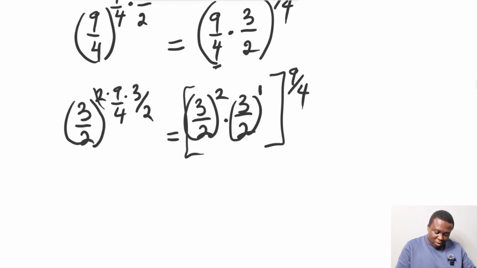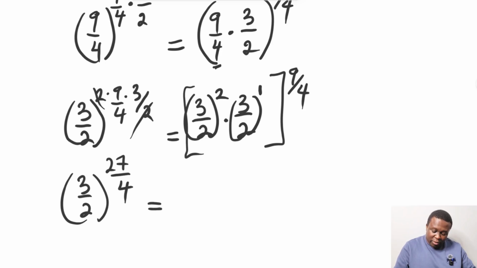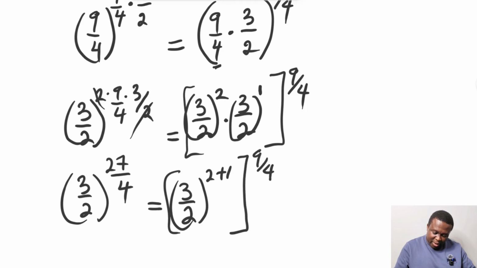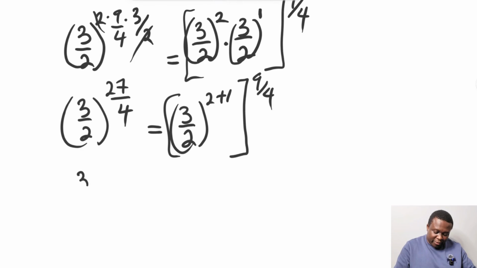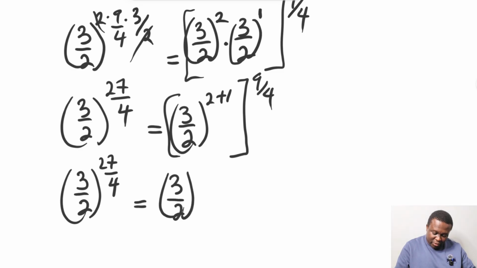So on the left-hand side, the 2 can cancel out the powers. So we have 9 times 3, 27. So we have 3/2 to the 27/4. And on the right-hand side, we have 3/2 as the same base. Therefore, we can add the powers. So we have 3/2, 2 plus 1, and all of this raised to the power 9/4. So we have 3/2, same as before. On the left-hand side, 3/2 raised to the power 3.